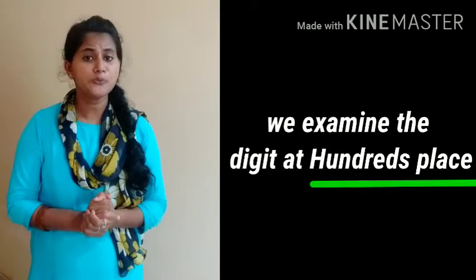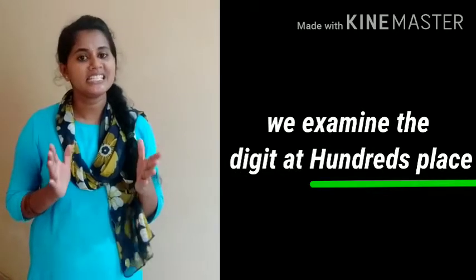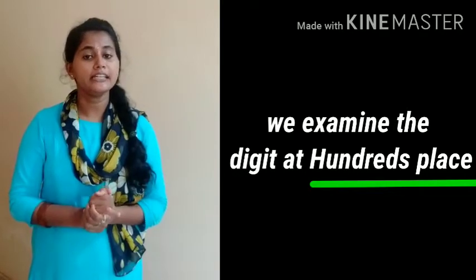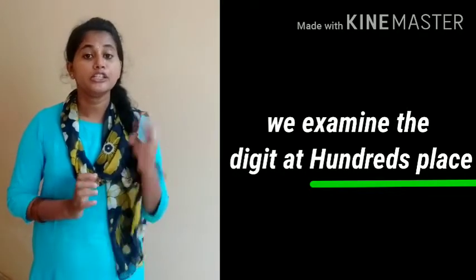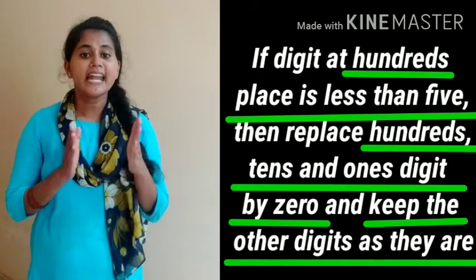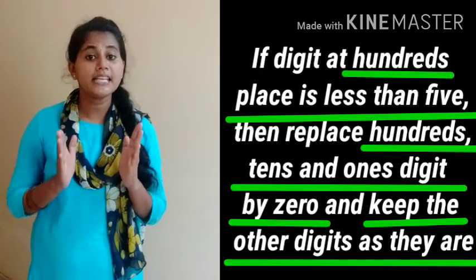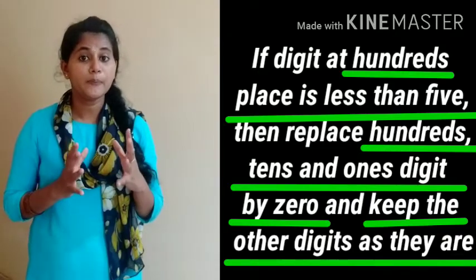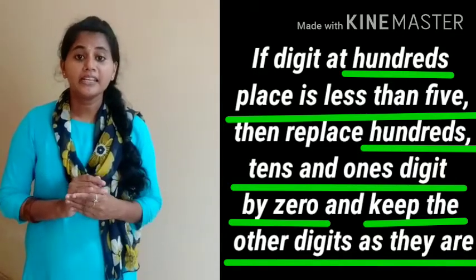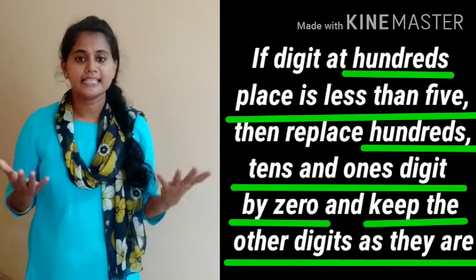We examine the digit at which place? We examine the digit at the hundreds place. First we examine the digit at the hundreds place. Then two rules are coming. The first one: if the digit at the hundreds place is less than 5, then replace hundreds, tens, ones by 0 and keep the other digits as they are.